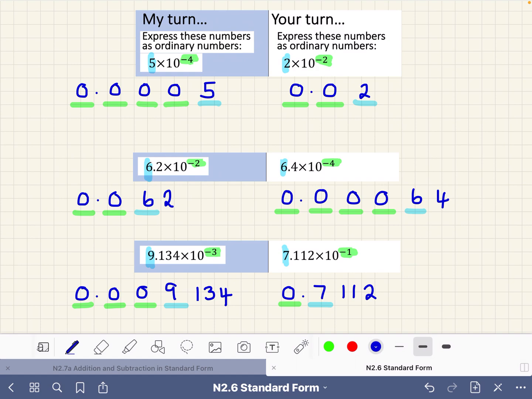Remember, a negative power means we have zeros before our first non-zero number. Write those spaces out and pop all the other numbers onto the end.